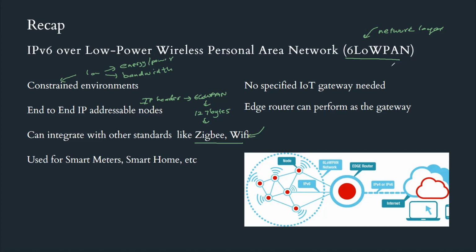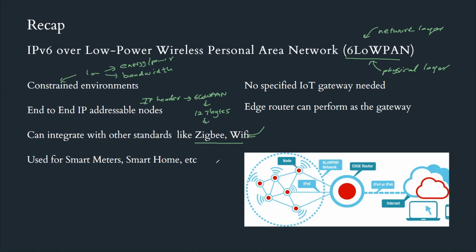So the 6LoWPAN protocol can customize the network layer protocol, which is functioning on the existing physical layer protocols such as Zigbee, Wi-Fi, LoRa, Bluetooth, and so on. So 6LoWPAN can be integrated over multiple physical layer protocols, and it can do the functions over the network layer.